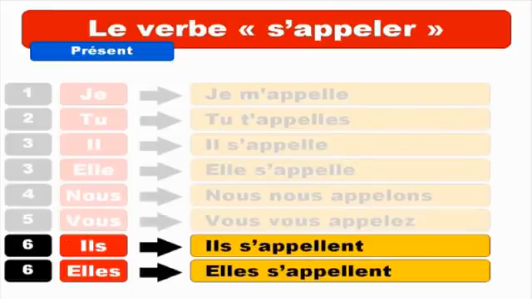Alright, and finally, so ils, plural, masculine form, and elles, you get this ils s'appellent. Alright, so that's the same concept. Usually you should have se, but then it's starting with a vowel, so the e is disappearing, and you get this ils s'appellent. Repeat.